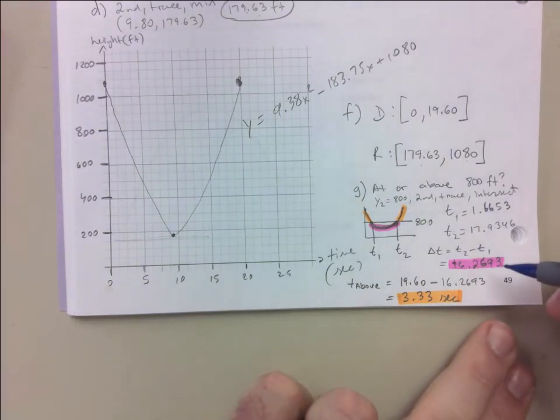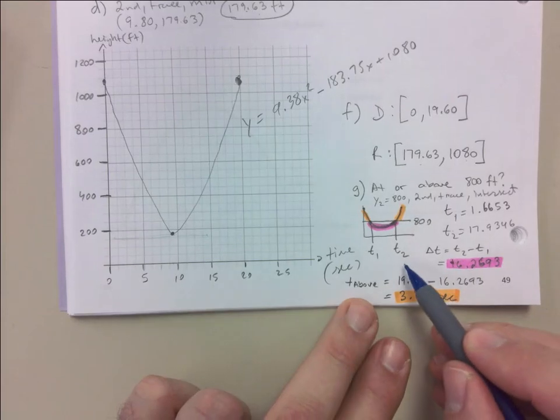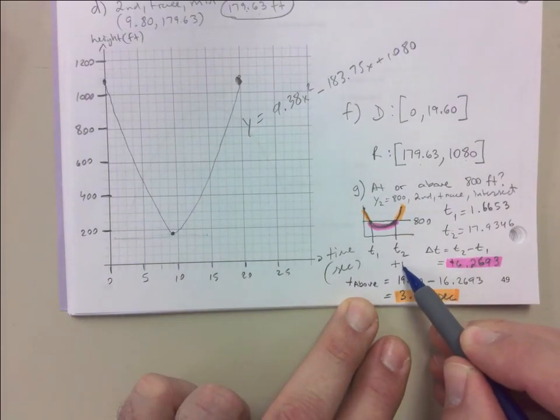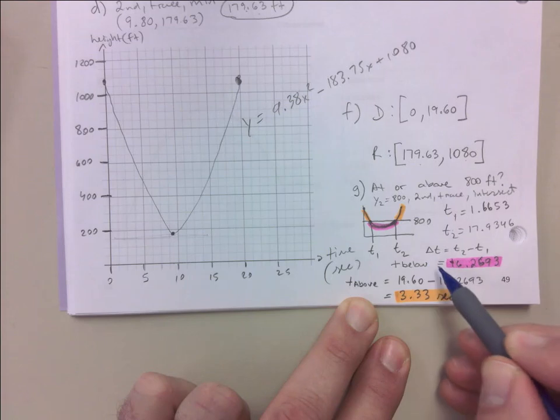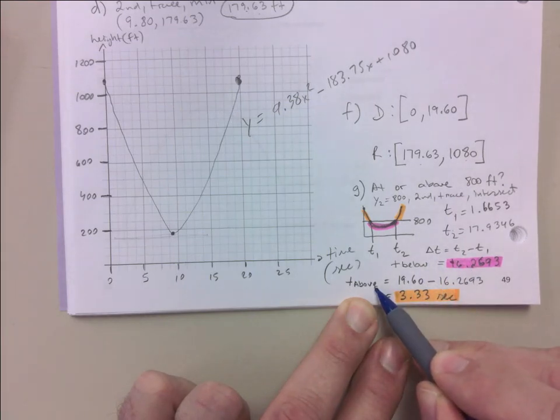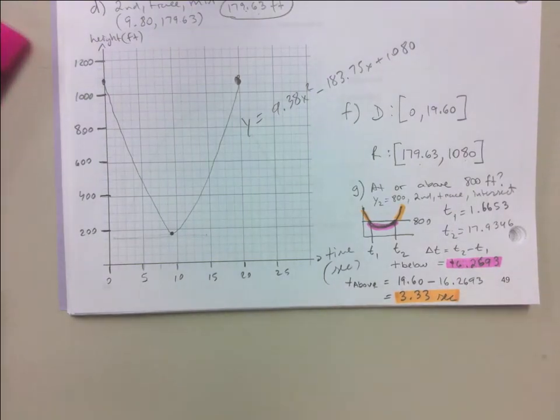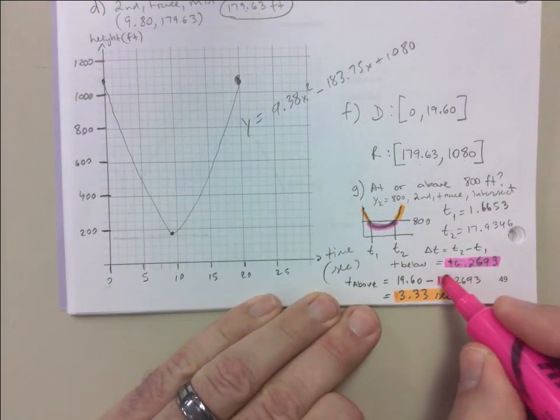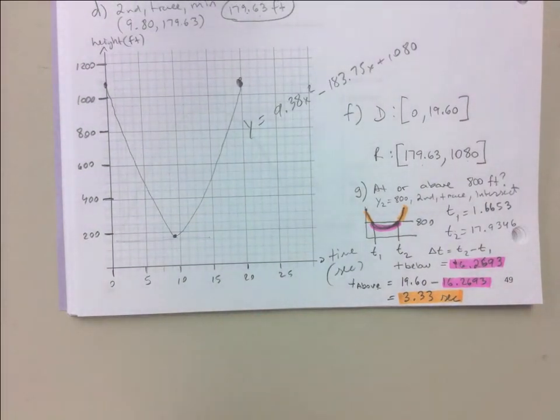I will just make a note here. Time below is this. Therefore, time above is taking away the time below from the total. You may have done it a different way. It doesn't matter to me how you find it. You just have to be careful what you do there.